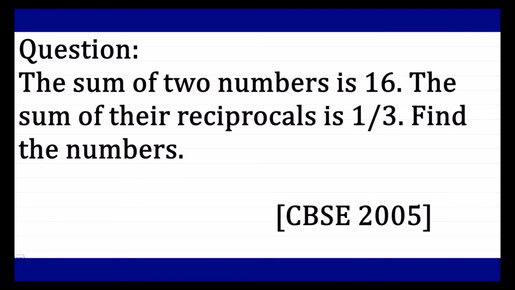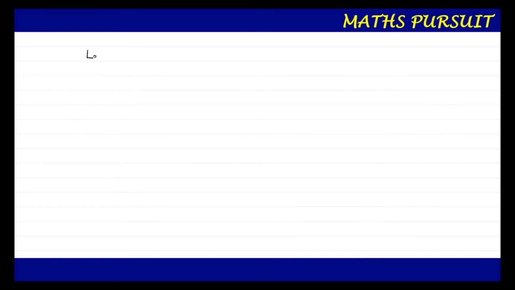Now, what has been given? The sum of two numbers is 16. First of all, guys, we do not know these two numbers. So let us assume that these two numbers be x and y. Let the two numbers be x and y. Why? Because we do not know these two numbers. We are going to find these two numbers as per the question.